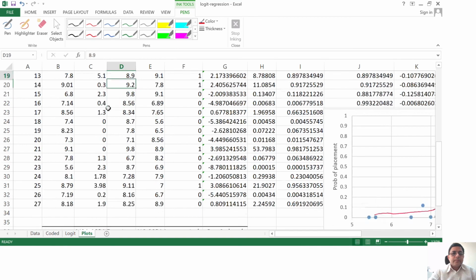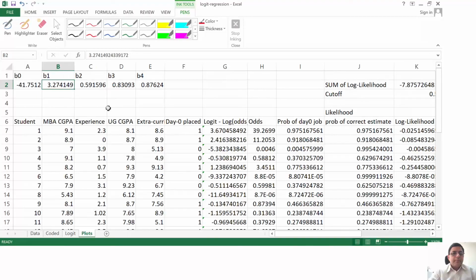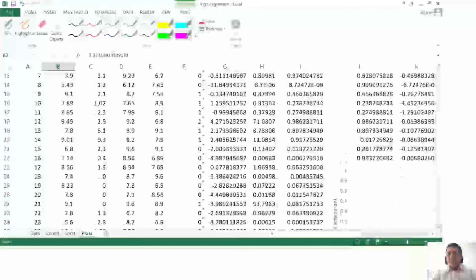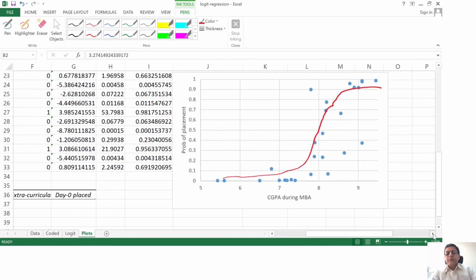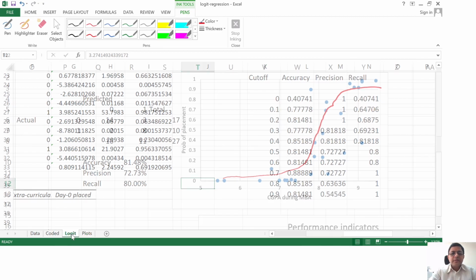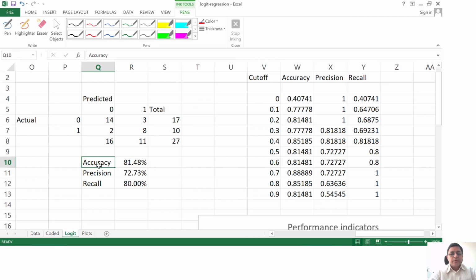Now go back. For MBA CGPA, my beta was positive, my beta was 3.27, and therefore it resulted in this kind of a response behavior when we looked at one of the explanatory variables. So we can look at this and say that, well, yeah, the model seems to be behaving the way I expected the model to behave. But this is a more precise way. This is a more analytically correct method of deciding whether my model is good.